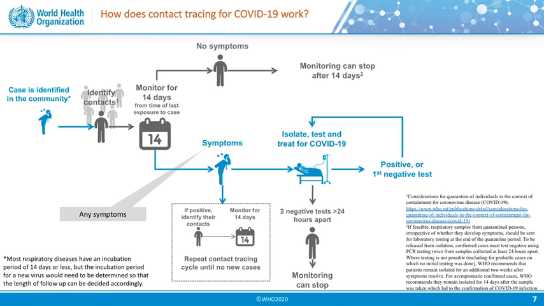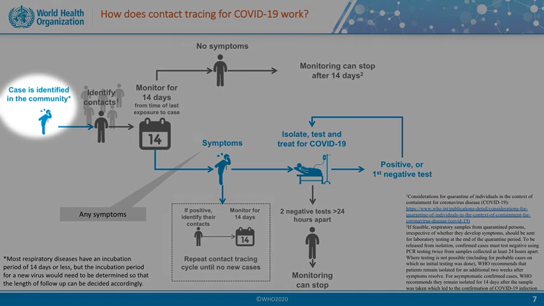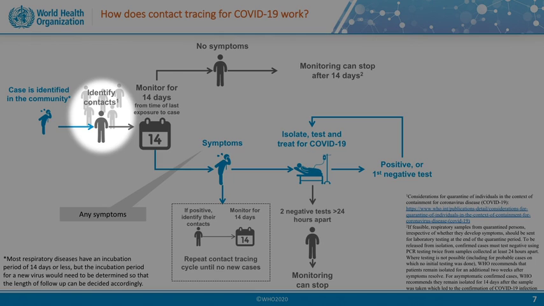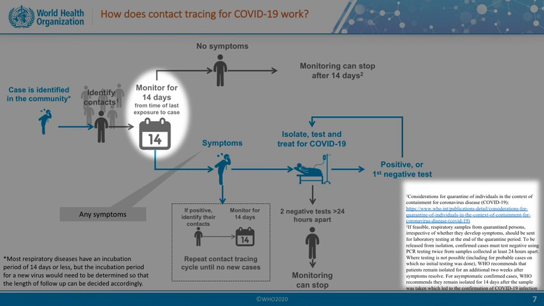If the case is identified in the community, it's important to identify all of the people who had close contact with that individual in the 2 days before up to 14 days after they had symptoms. Once the contacts are identified, it is important to monitor them for 14 days. WHO has recommendations, and the link at the bottom will provide guidance on how contacts can be managed.